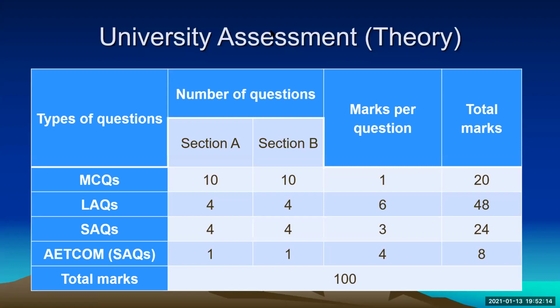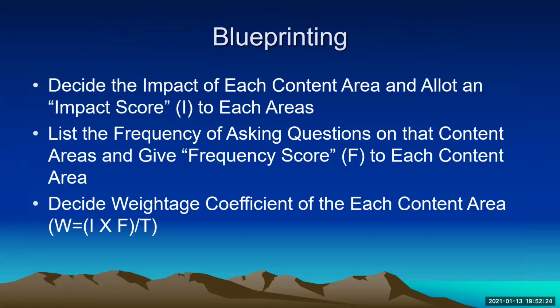So maybe in content area, we can get 30 to 35 broad topics. But questions are limited. So from which topic should questions be given? For that we require blueprinting. Blueprinting is actually a mathematical calculation by which we can decide that from this topic, this type of question and this number of marks can be given.